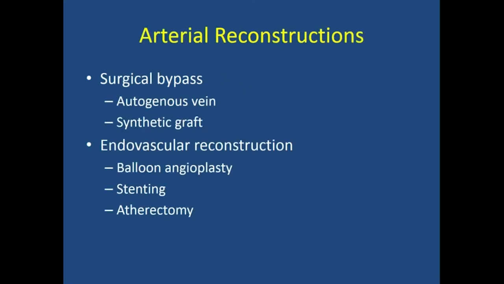All right, so what do we do to fix these patients? The traditional therapy for lower extremity arterial occlusive disease in the patient with diabetes is a surgical bypass. Traditionally, it's done with the patient's own vein, or if the vein is not available, you can use a synthetic graft. And then we also can do endovascular reconstructions, primarily with balloon angioplasty, stenting, and atherectomy.